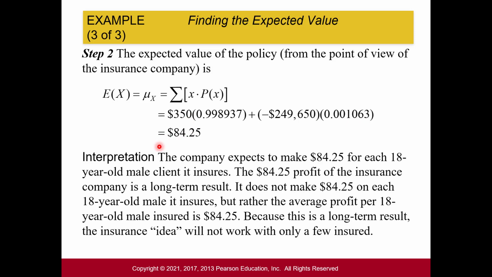$84.25. So a way to interpret this, the company expects to make $84.25 for each 18-year-old male client it insures. The $84.25 profit of the insurance company is a long-term result. It doesn't make this money on each 18-year-old male that it insures, but rather the average profit per 18-year-old male that it insures. And because this is a long-term result, the insurance idea will not work with only a few insured. So the idea is that the more people that the company can insure, the better they'll be financially.